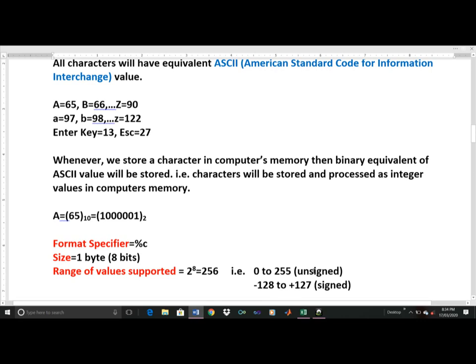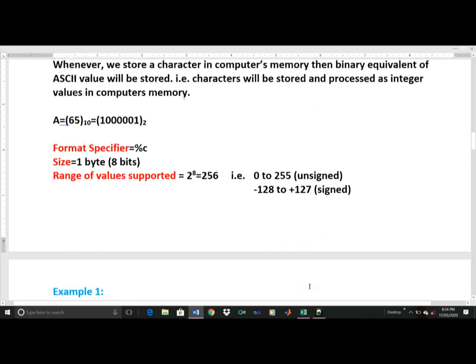Unsigned means without sign. Without sign means positive values. Signed means with sign, that might be negative or positive. 256 divided by 2 means 128. The storage range starts from minus 128 and ends with 127. This is the storage range for signed type of character variables.